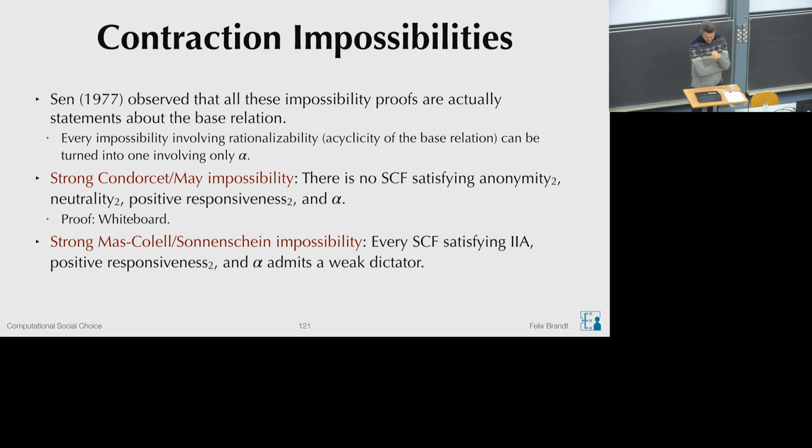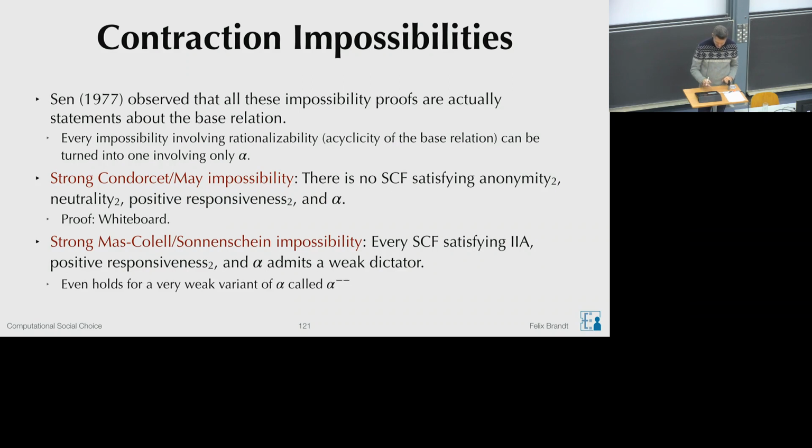And all these other conditions are relatively mild. So IRA, we will always assume for social choice functions. Positive responsiveness is a relatively demanding condition if you impose it on more than two alternatives; for two alternatives, it's not really a big deal. And then that only leaves alpha as a condition that we might need to get rid of or replace with something else.